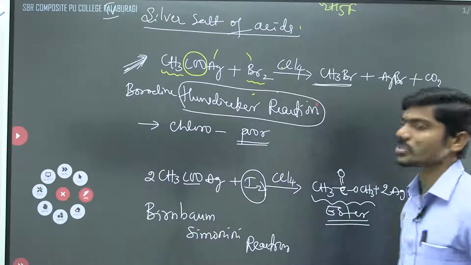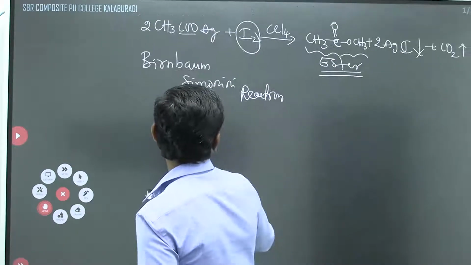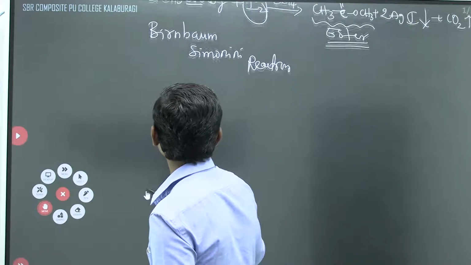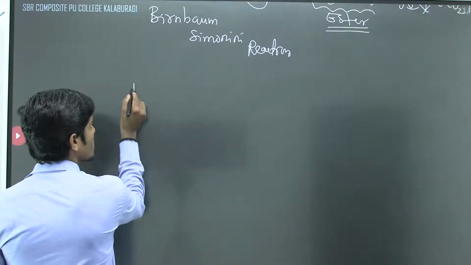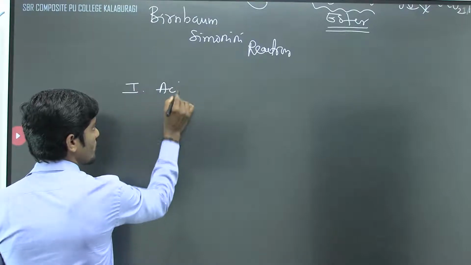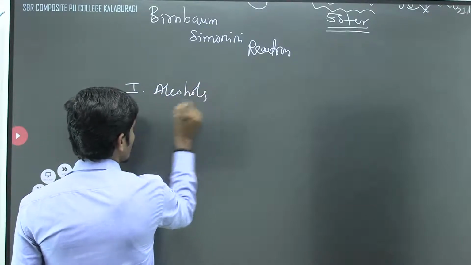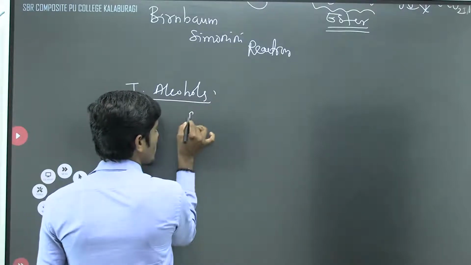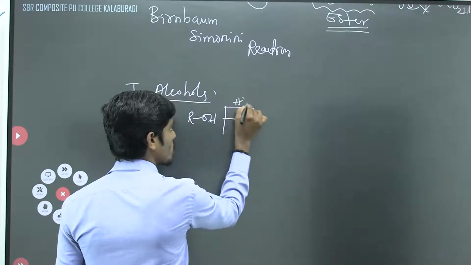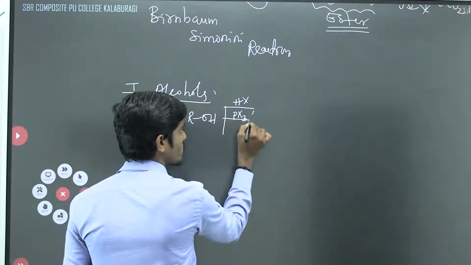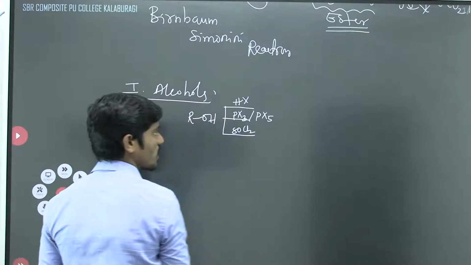So this completes the preparation of haloalkanes. Just recall the concept. What are the reactions we have covered in the preparation of haloalkanes? The first one is preparation from alcohols. In this, the starting alcohol is treated with, first one is hydrogen halide, second one is phosphorus halides, either trihalides or pentahalides, and one more is SOCl2, thionyl chloride.